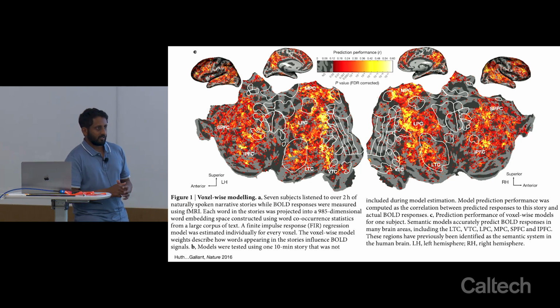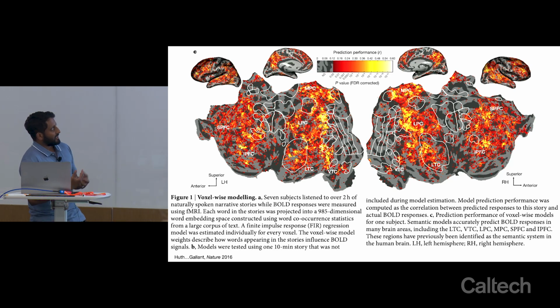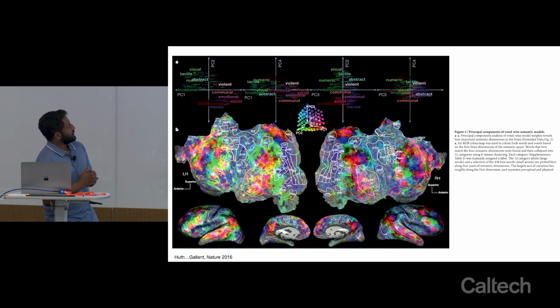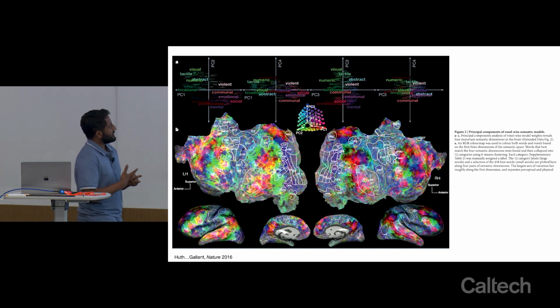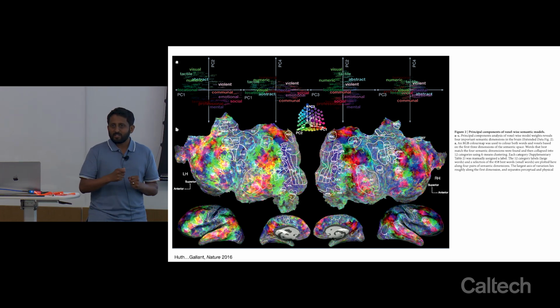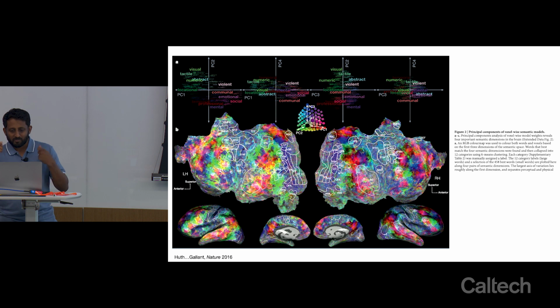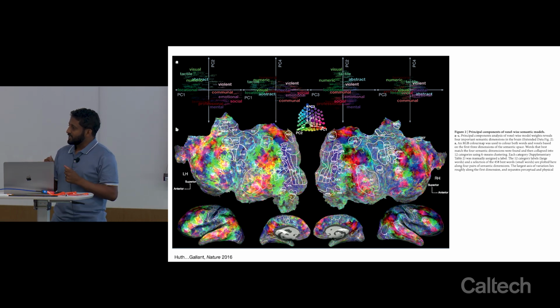All make sense? Okay, so that's just validating that their model is giving you significant predictions. Then they have some cool visualizations in the paper of the semantic map. Take each of these voxels: what does it care about? So let's break this down a little bit.